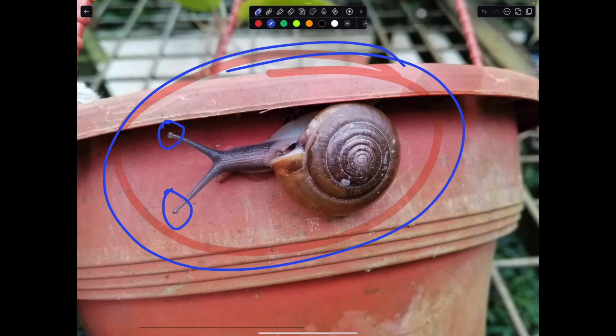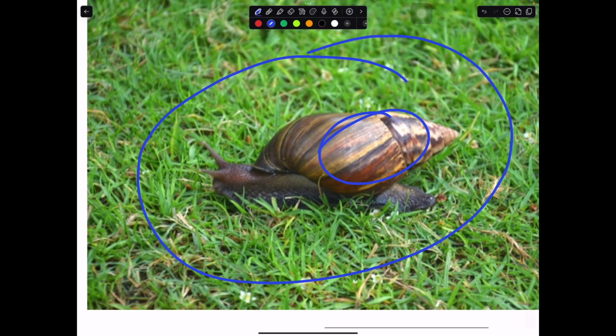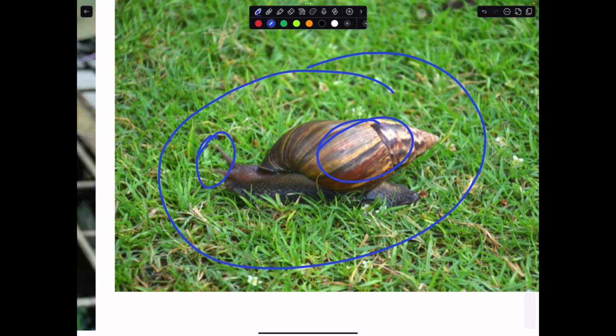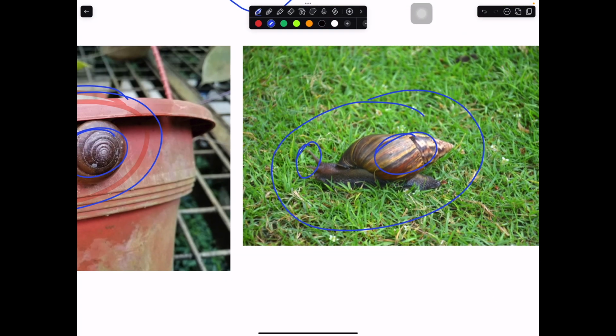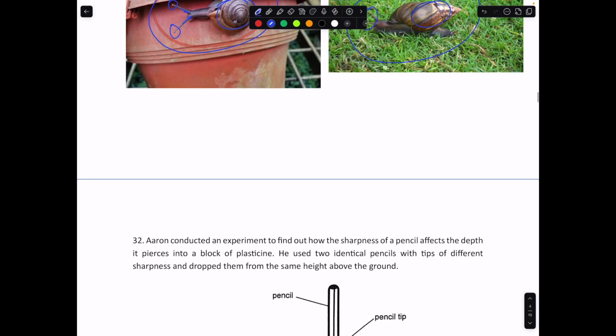Okay, retractable eye stalk. When you touch it, it will hide back in the shell, and this is a hard shell for protection. Likewise for this, hard shell for protection. Retractable eye stalk. So this one is very common. In fact, after a rainy day, you will see a lot of them out on the footpath, if you are walking along the Singapore footpath. Okay, so with that, let's go on to number 32.